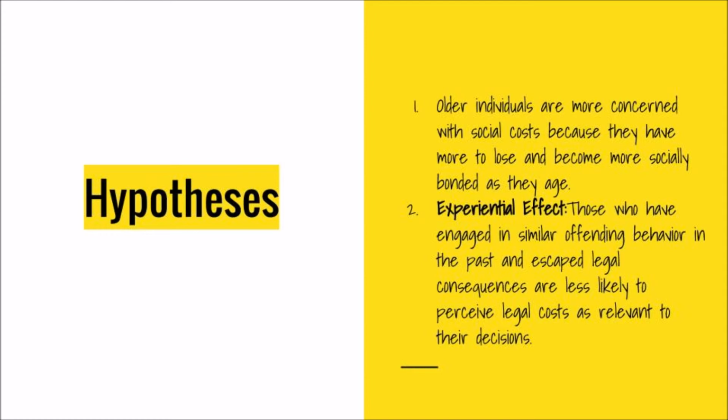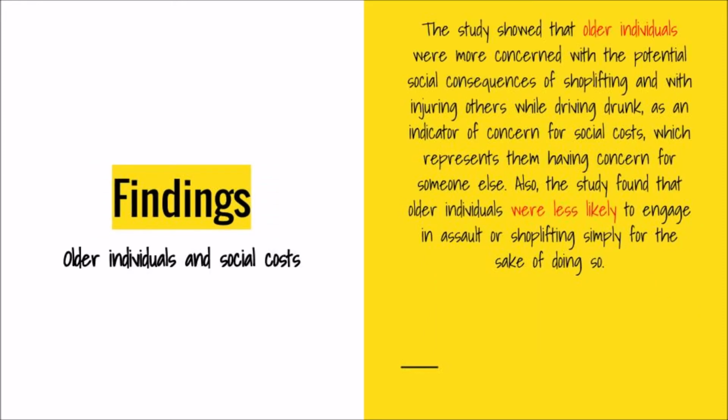The first is that older individuals are more concerned with social costs as a result of committing a crime because they have more to lose than a younger person would, and because they are more socially bonded as they age. The second is that people who have previously engaged in criminal behavior and suffered no legal apprehension are less likely to think about legal consequences when committing the crime again.